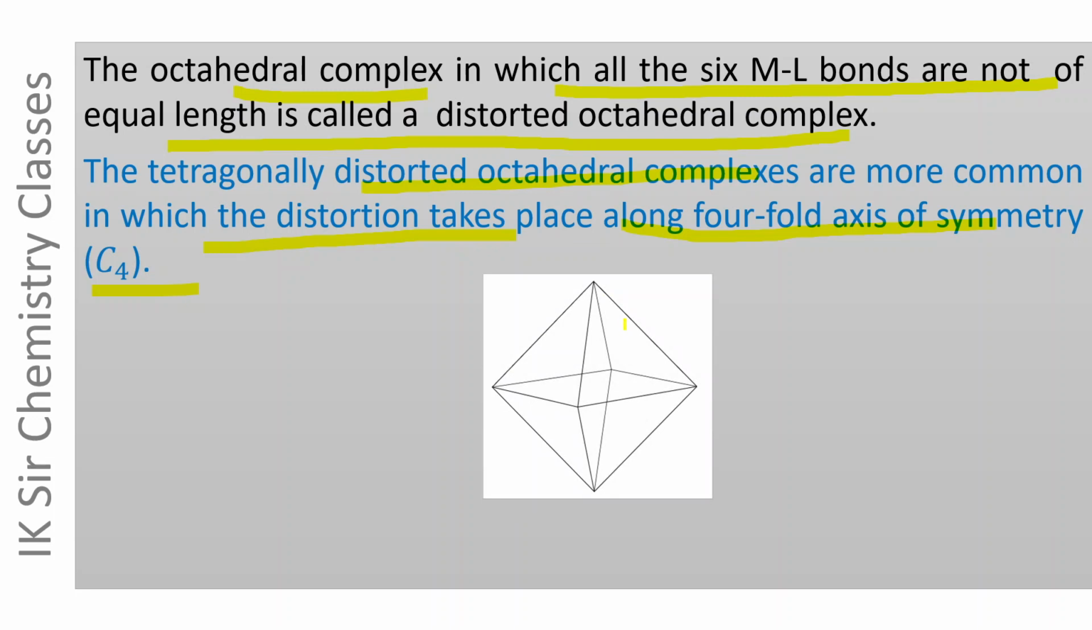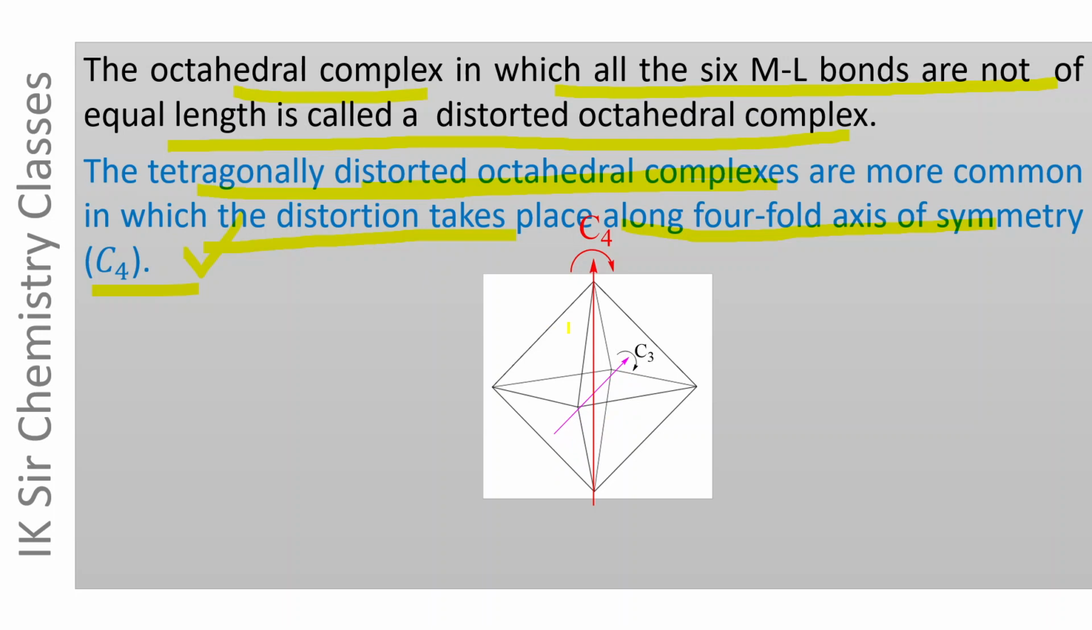It is an octahedron. This is the fourfold axis of symmetry, C4, and if the distortion in an octahedral complex takes place along the C4 axis of symmetry, it is called tetragonal distortion, and such complexes are called tetragonally distorted octahedral complexes. It is the most common one.